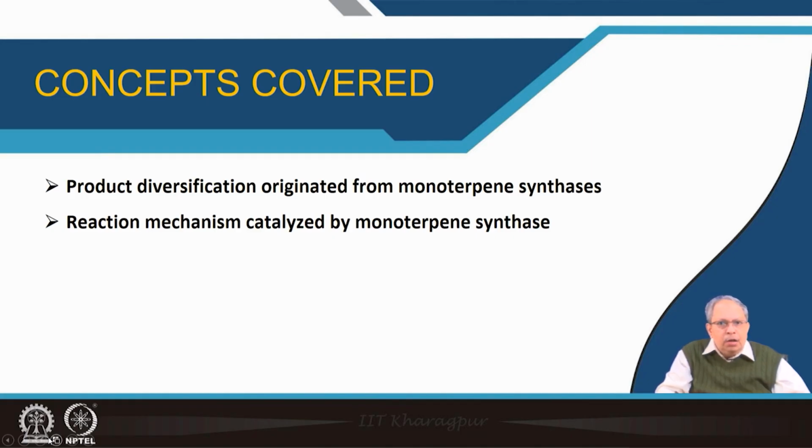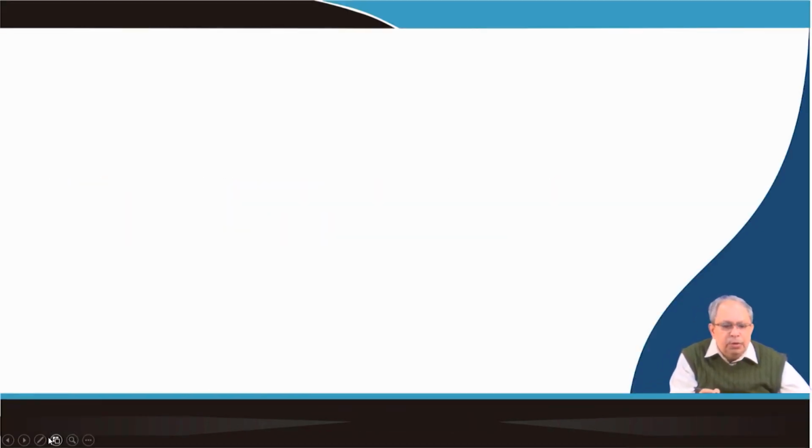Now we are starting again with product diversification, but here monoterpene synthase will come into the picture. That means, starting from the substrate GPP, how monoterpene synthase contributes to single product or multiple product formation depending on the species. That is our first part of discussion, and the second part is the general reaction mechanism catalyzed by monoterpene synthase. Let us go to the board.